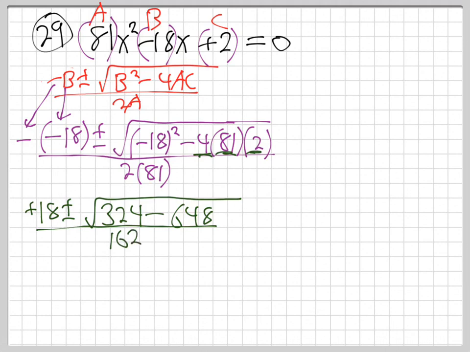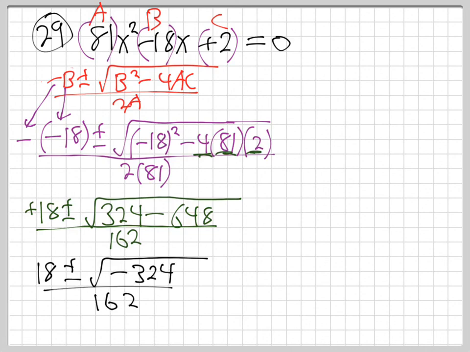Right? And now I'm going to reach for my calculator too. Subtract those big numbers in the square root. 324 minus 648. Oh, minus 324. Okay. So this becomes plus or minus square root. This is going to become minus 324 in there.